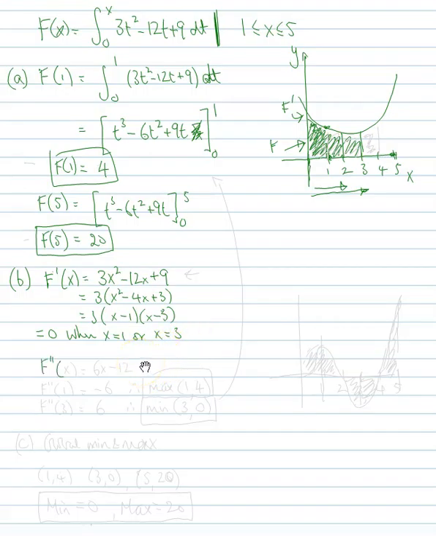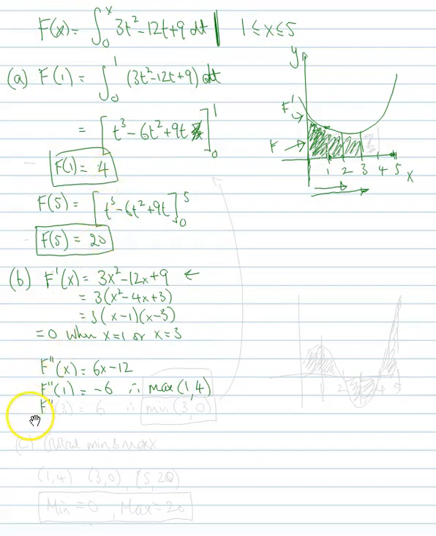So the second derivative of this function is 6x - 12. Okay, so when x equals 1, that's -6. Therefore, this is a maximum. So when x equals 1, and what is the actual value? We plug that back into the original function. Also, we've got the value here, 4.